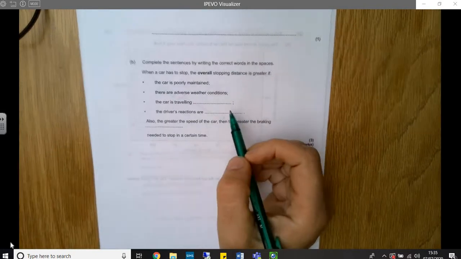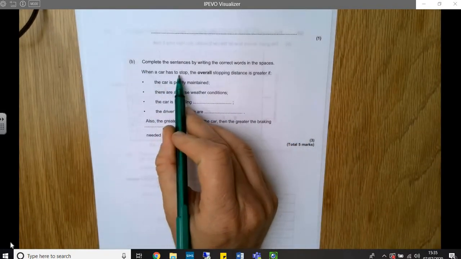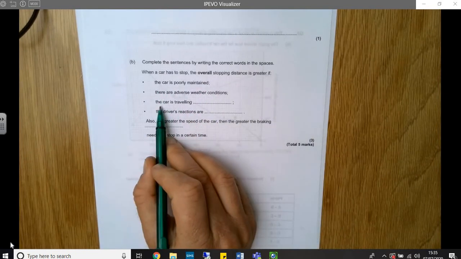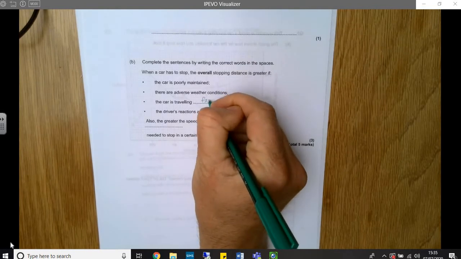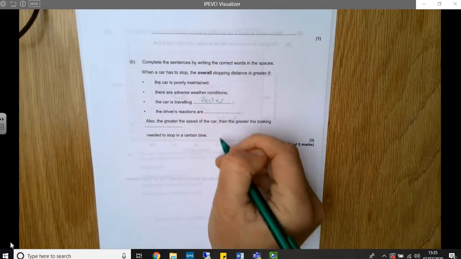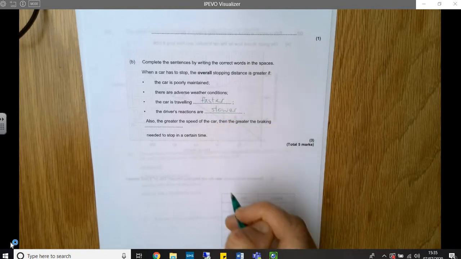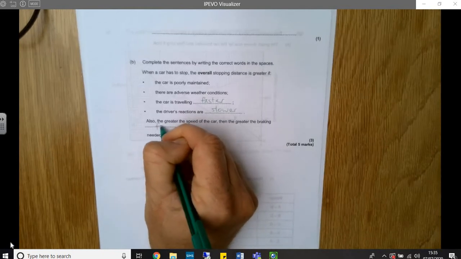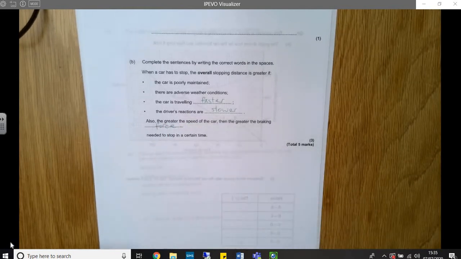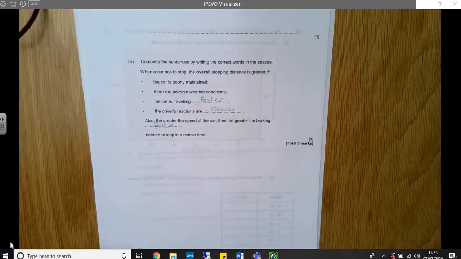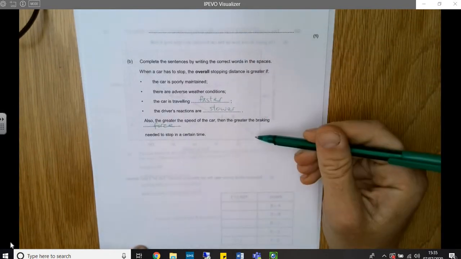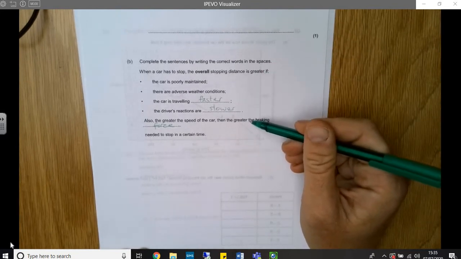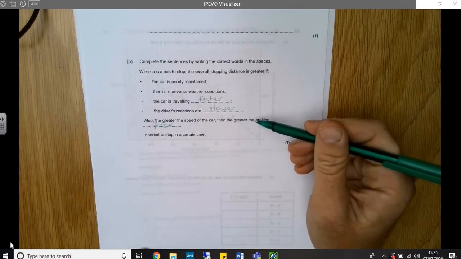Then you just needed to complete these sentences. When a car has to stop, the overall stopping distance is greater if the car is poorly maintained, there are adverse weather conditions, the car is travelling faster, or the driver's reactions are slower. Also, the greater the speed of the car, then the greater the braking force needed to stop in a certain time. Those are the 3 words that we wanted to put in there. We haven't covered stopping distance yet, so it may be that this was new to you, but that's fine. That's something that will lead us into our next bit of work.